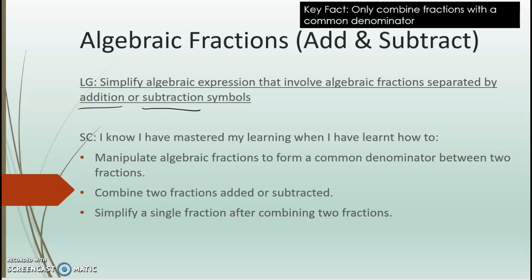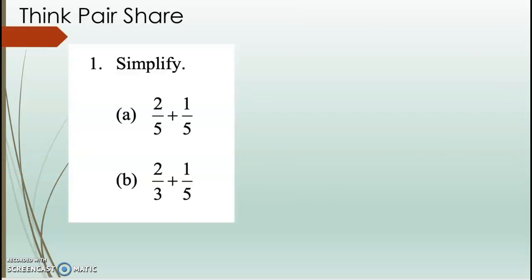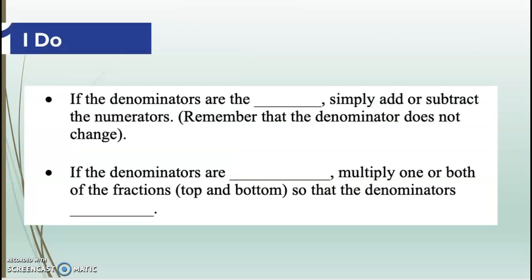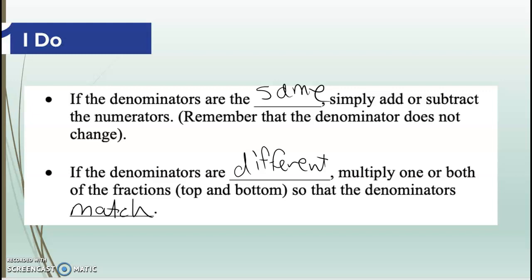The key thing today is that you can only combine fractions with a common denominator if they are added or subtracted. So if the denominators are the same, you simply need to add or subtract the numerators. Though if the denominators are different, we need to multiply one or both of the fractions, top and bottom, so that the denominators match. Let's give it a try.